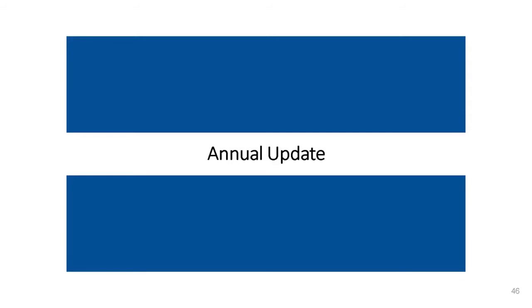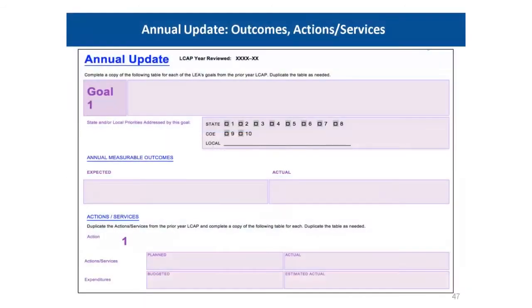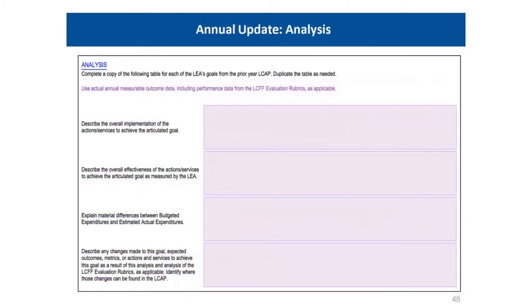You will note that this section has been moved to an earlier part of the plan to reflect its impact on the planning process. The annual update must be completed each year as prescribed by Education Code. As in the past, the annual update requires a comparison of what was planned and what actually occurred. The update is reported by individual goal. A significant change in the annual update is the addition of the analysis section. This reflects the focus on continuous improvement as defined in the next slide.